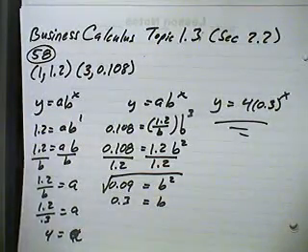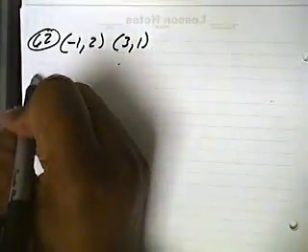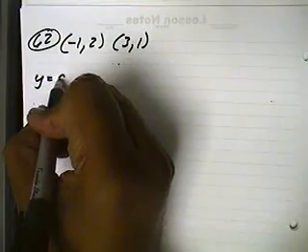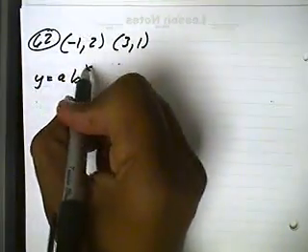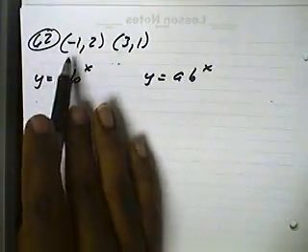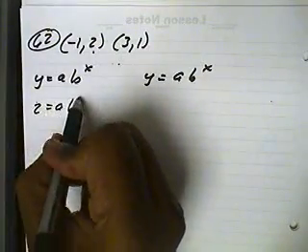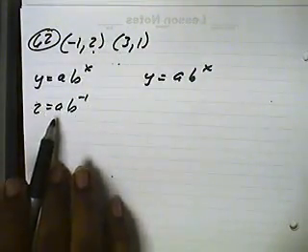Okay, now let's take a look at problem number 62. For 62, our points are -1, 2, and the other point is 3, 1. So once again, we'll start off with two generic exponential functions. Y equals ab to the x, and y equals ab to the x. We'll put this for x and this for y. So 2 equals a b to the -1. And then we're going to solve for a.